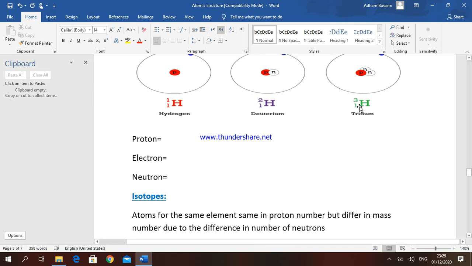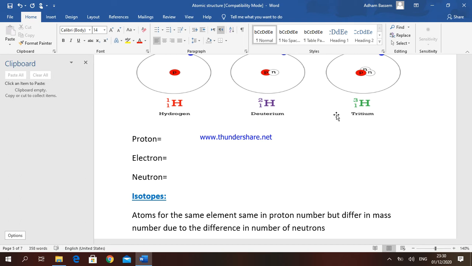The second isotope has mass number equal 3 and atomic number equal 1. In this case, hydrogen has 1 proton, 1 electron, and 2 neutrons. And in this case, we name hydrogen tritium.